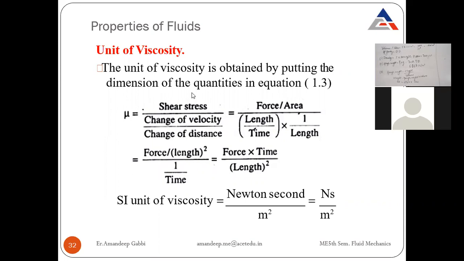हमारी shear stress की वैल्यू फोर्स अपॉन एरिया होती है. Stress is equal to force upon area. Now change of velocity is length upon time and distance is L, 1 by L. Now when you calculate all these, you will get force into time over length square, that is equal to NS. N stands for force Newton, time के लिए second और length square के लिए meter square. So this is the SI unit of viscosity.